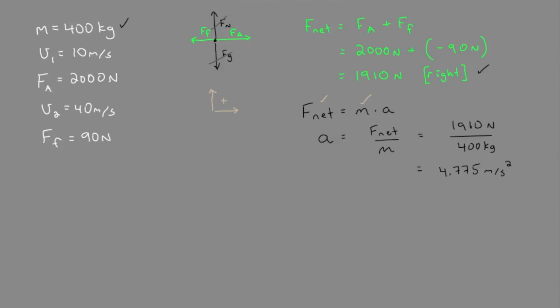To find the time, we use the three kinematics values, V1, V2, and A, in an equation with time. So you have to remember what that equation is. We have V2 equals V1 plus AT. And rearranging for time, we have T equals the difference of the velocities divided by the acceleration. This gives us 6.3 seconds for the motorcycle to accelerate to the final speed.